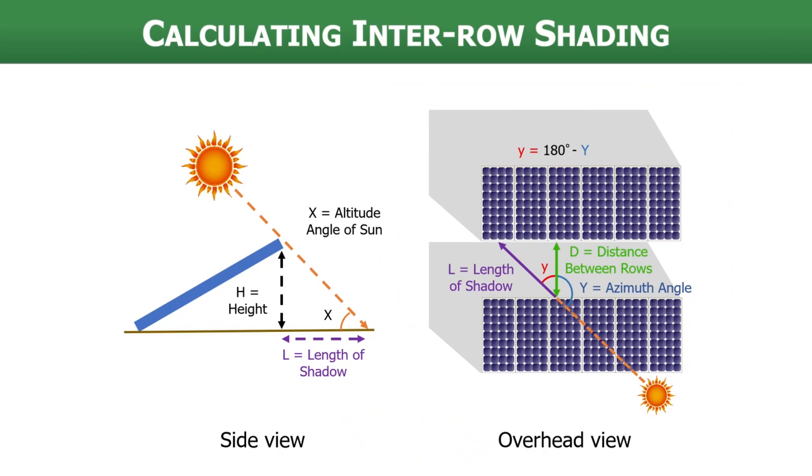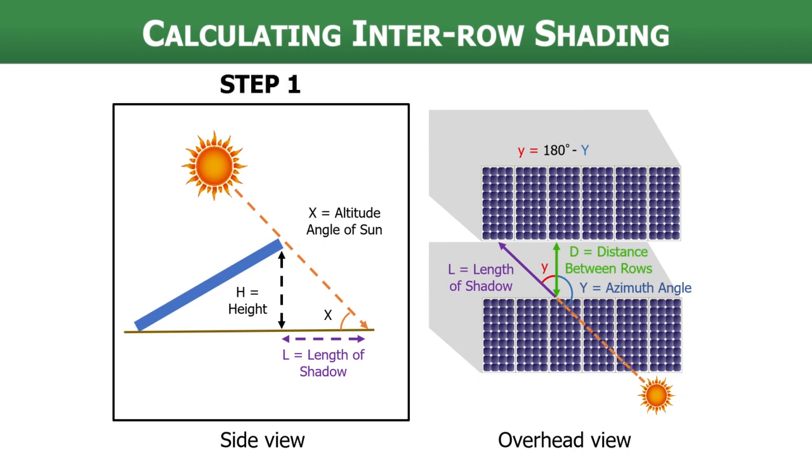Let's continue and look at how we calculate the distance between rows. We're taking into account, again, what we're calling inter-row shading. Here we have a couple crazy diagrams, but we're going to walk you through it. On the left is what we're calling step one.